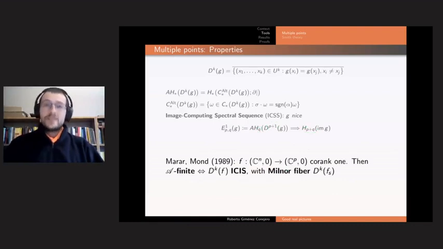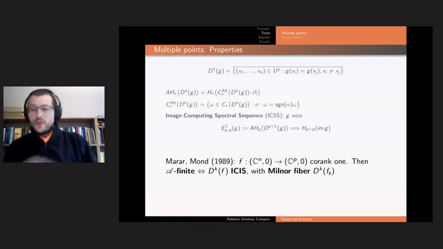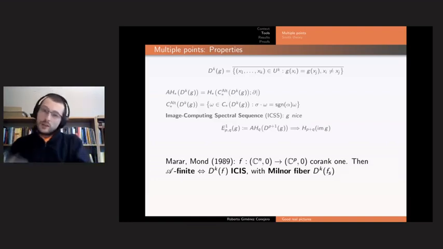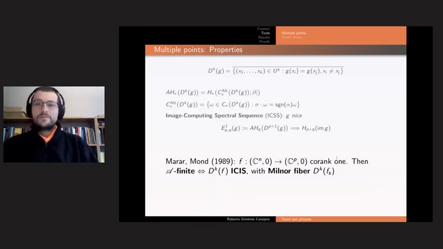And the nice thing about these multiple point spaces is that Ton and David Baran proved that for mappings from C^n to C^p in corank 1, so this rank of the differential, then these guys in nice conditions, these multiple point spaces, are ICIS with a Milnor fiber, the multiple points of the stable deformation. So for the mapping, you have an ICIS, and when you want to look at the Milnor fiber, you have to look at the multiple points of the deformation, of the stable deformation. This is one key thing that we use.